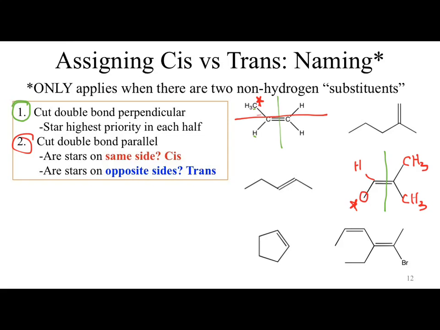Do we see a difference? No. Can we move out any further? No. Is there a difference? No. How many stars do I have? One. Do I apply cis and trans to this? No.